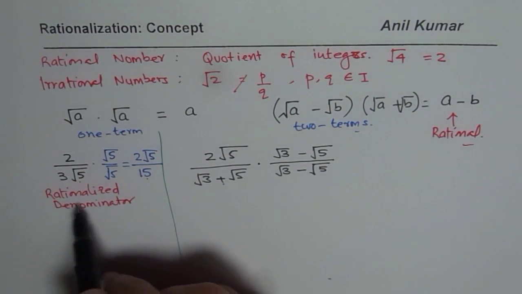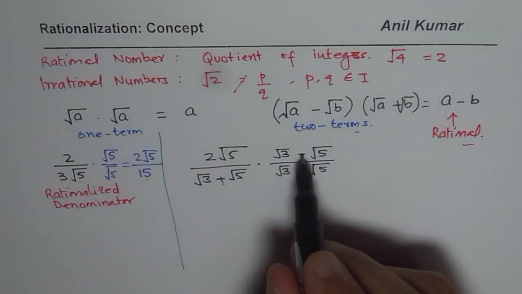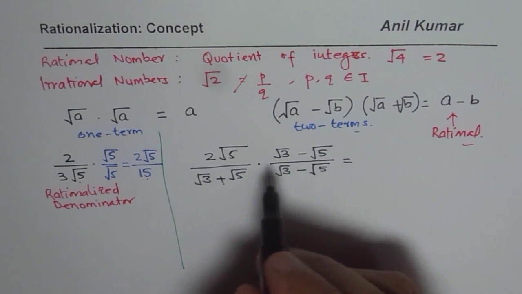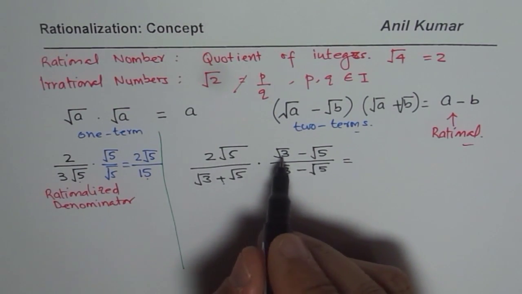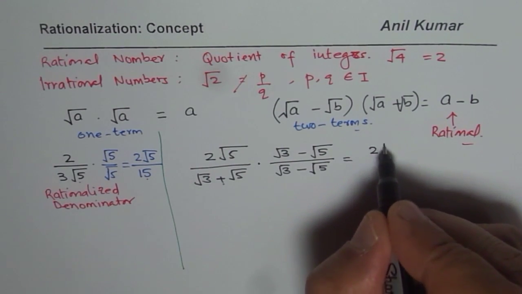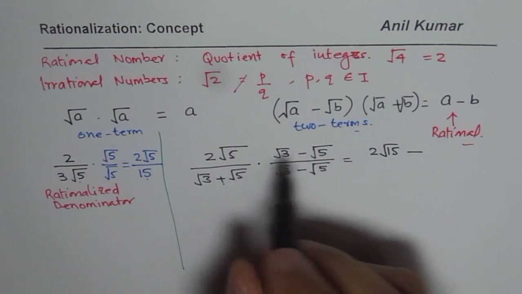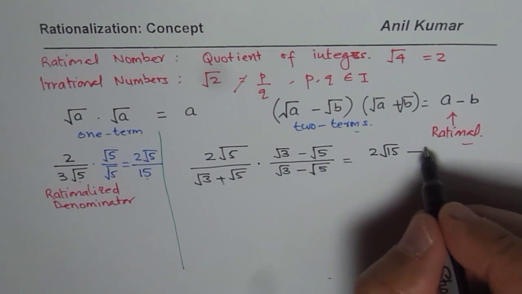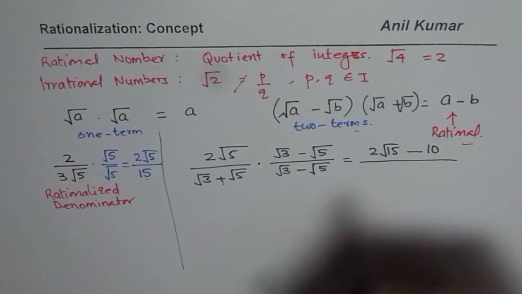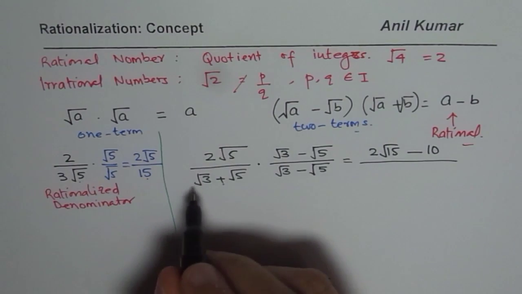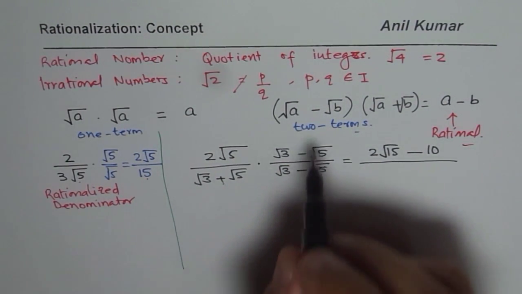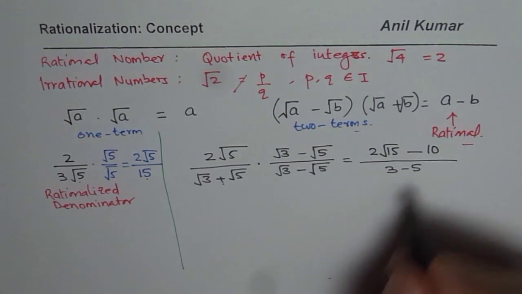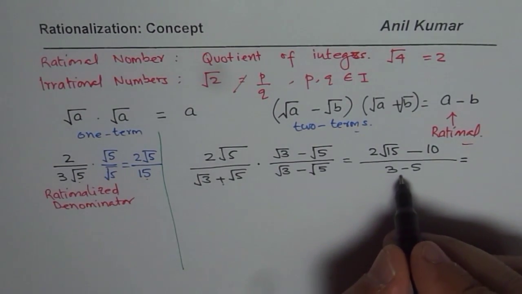Now since we are trying to rationalize the denominator, we are multiplying and dividing by the conjugate of the denominator. Now when you do so, the numerator becomes 2 times square root 5 times square root 3, which gives you 2 times square root 15, minus the second term, square root 5 times square root 5 is 5, and 5 times 2 is 10. I'm skipping some steps which you should do, but that is what you get. The denominator will be a squared minus b squared, so it will be 3 minus 5, which is minus 2.